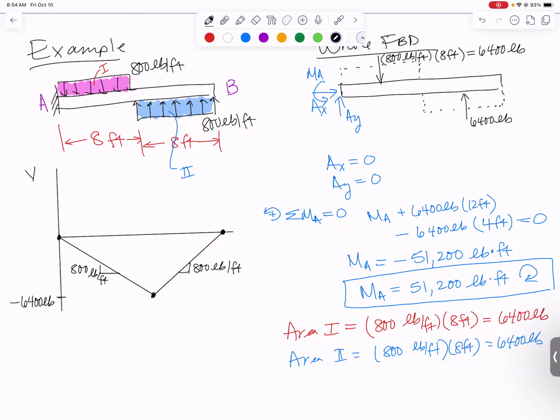And then the most important thing from this diagram is usually how big is the maximum shear in an absolute value sense. And you can see directly from the diagram, it will be 6,400 pounds. Now onto the moment diagram.